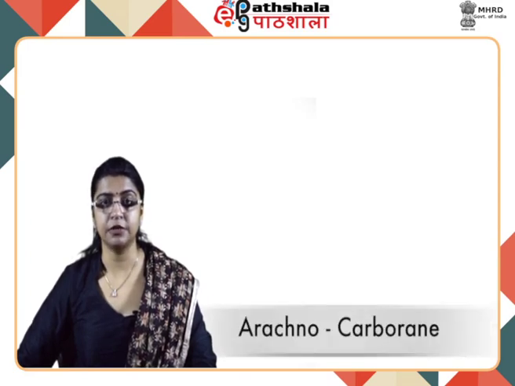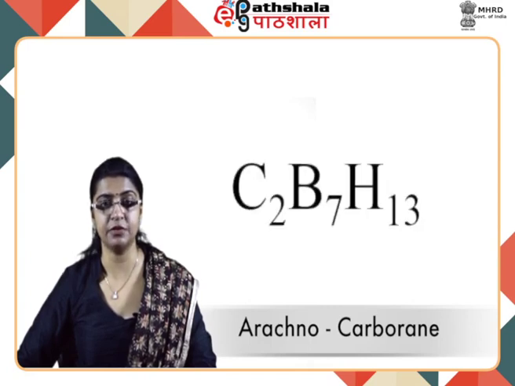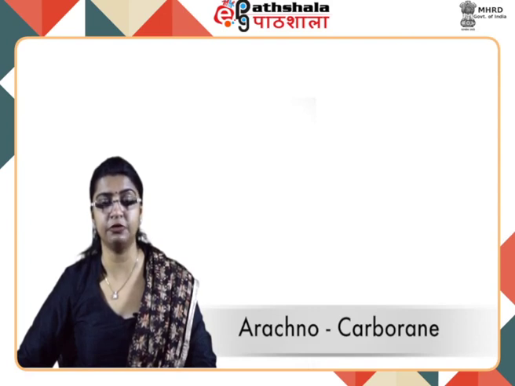hence the nido structure. In arachnocarboranes, the structure of this type of carboranes may be assumed to have been derived from nido structures by removal of the vertices of these structures. There are n+3 electron pairs in the multicenter orbitals of these carboranes. For example, C2B7H13, which fits the n+3 formula.